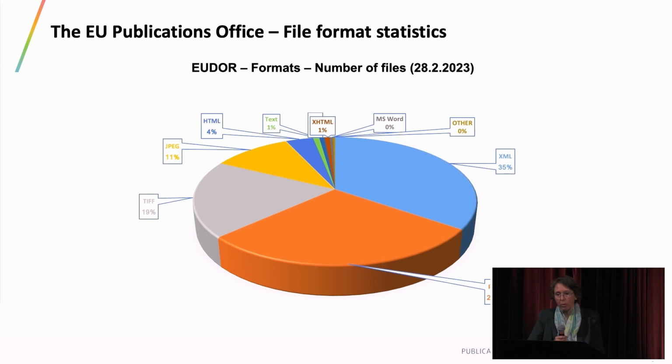So this gives an overview of the formats that we have. We have mainly XML files because we have a lot of legal texts, so they are in structured format. PDFs, of course, for the general publications and the legal text. And the TIFF files are the result of the digitization of all our paper collection.